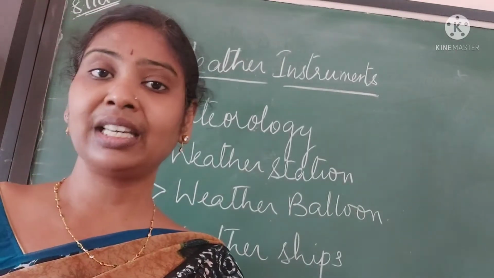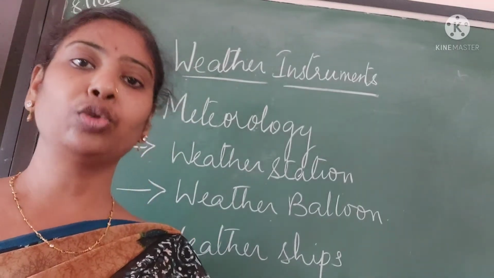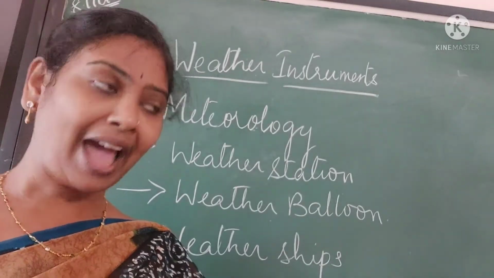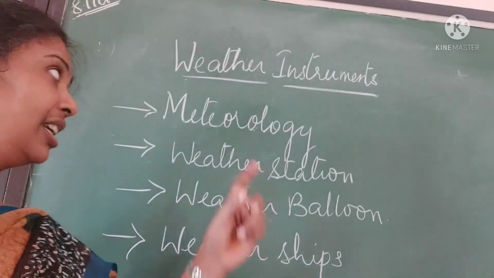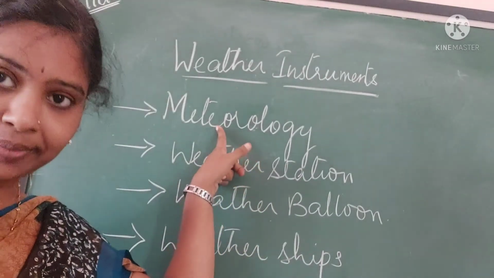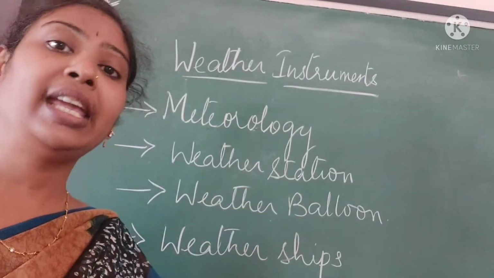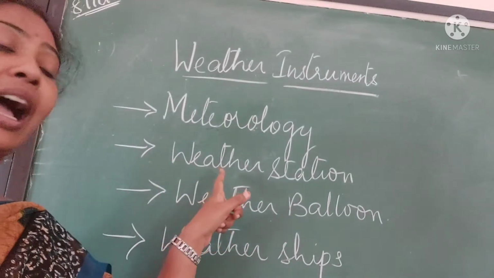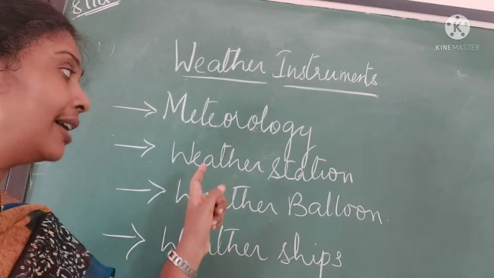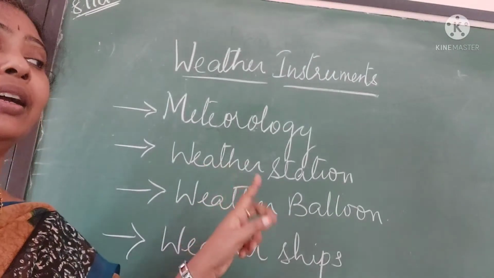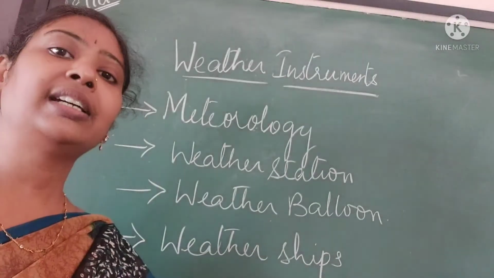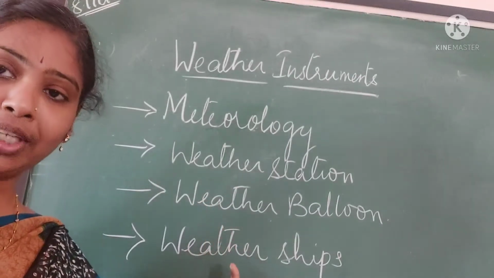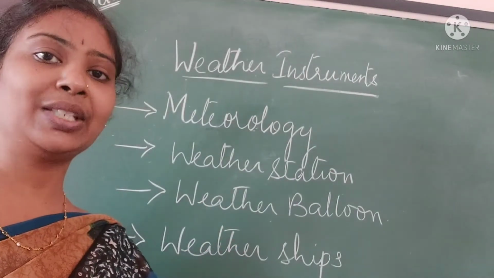First of all, a person who is going to see to all these elements of weather is known as a meteorologist, and the study of all the elements of weather is known as meteorology. The study of weather is known as meteorology, and these elements of weather are studied at a place known as a weather station. These elements of weather, after the study, are analyzed with the help of weather balloons, weather ships and satellites, as we all know.